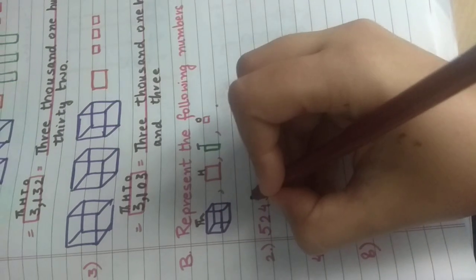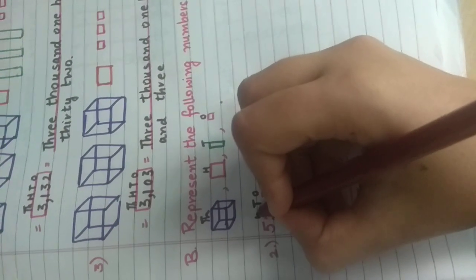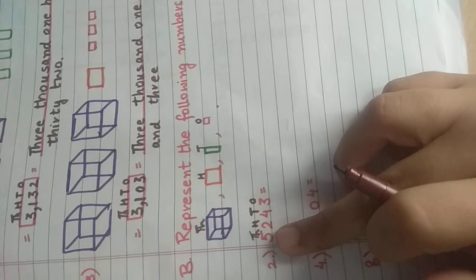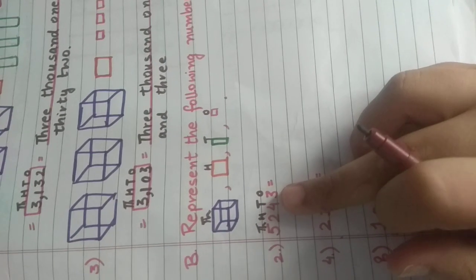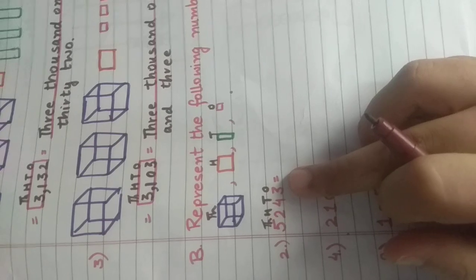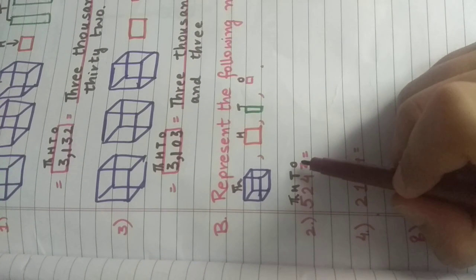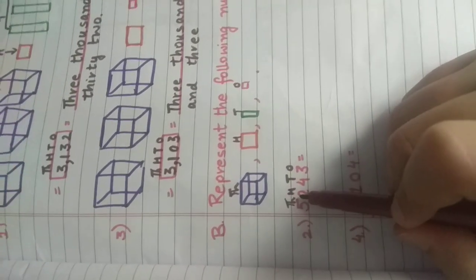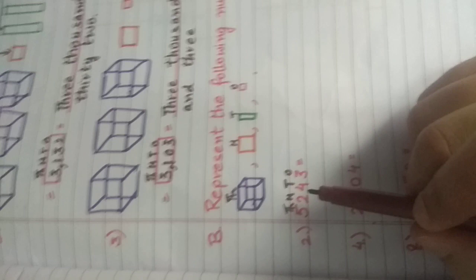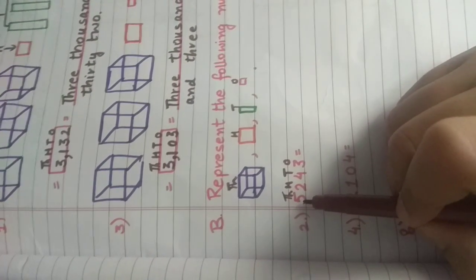Alright. So the first one here is 5243. First I will write down ones, tens, hundreds, thousands. Now I know how many thousand blocks I have to make, how many hundreds, how many tens and how many ones. तो मुझे clearly पता चल जाएगा कि मुझे thousands के कितने ब्लॉक बनाने हैं, hundreds के कितने, tens के कितने और ones के कितने blocks बनाने हैं.